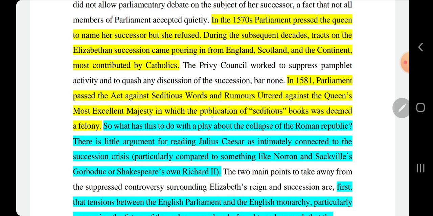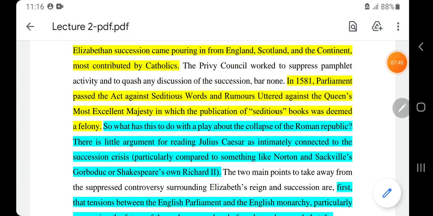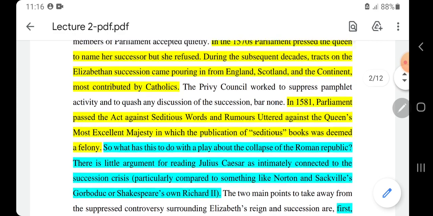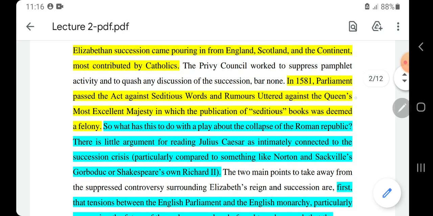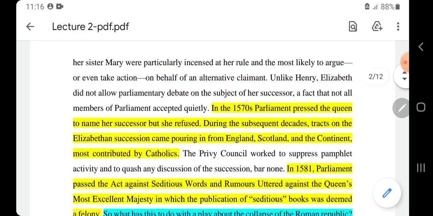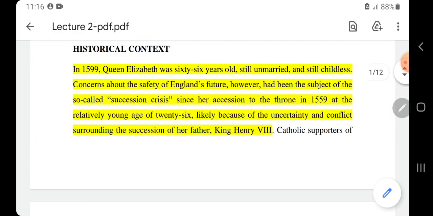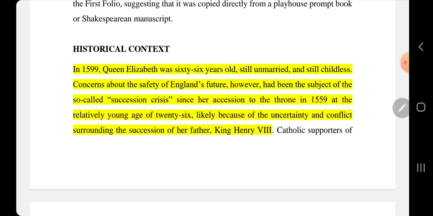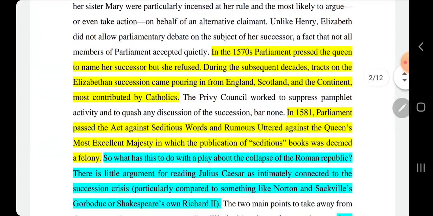And there were a couple of publications of seditious books, and it was also considered to be a felony. So, student, if you understand all of these things, people started to turn against Queen Elizabeth, and this is what we call a succession crisis. So that's what happened at that time.